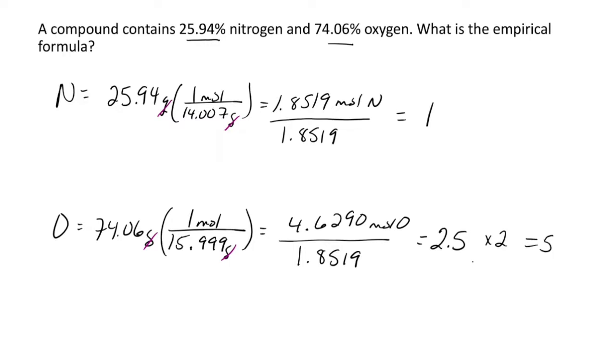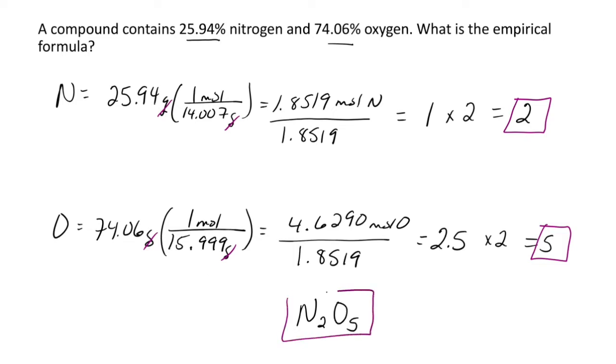But if you do it to one element, you have to do it to all elements, meaning since I multiply oxygen by 2, I'm going to have to multiply nitrogen by 2, which will give us 2. These will now become the subscript in our empirical formula. So in this case, nitrogen 2, oxygen 5. N2O5 is the empirical formula for this compound.